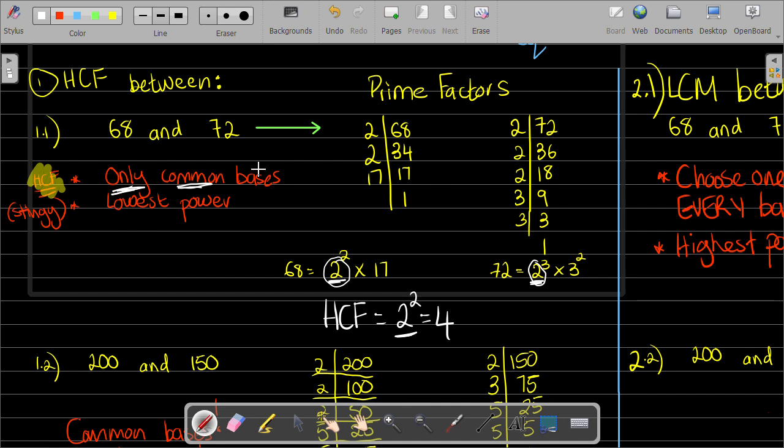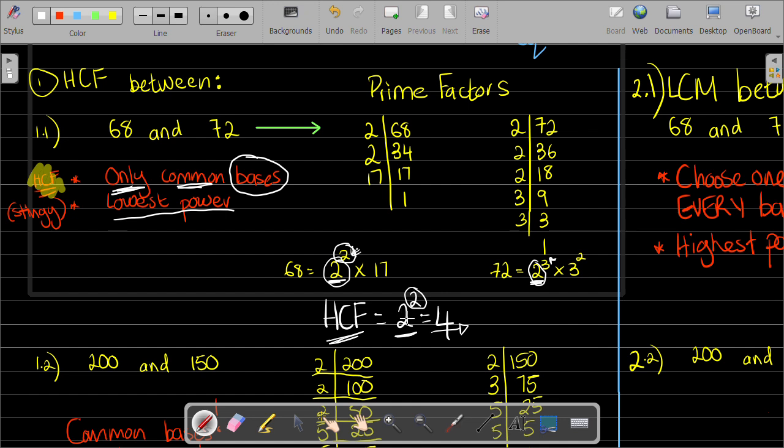And then of the base that we have chosen, in this case it is 2, we choose the lowest power of the 2. So what is the power over here? It is 3. And what's the power over here? It is 2. So we're going to choose that and put it above our base that we chose. And that is it, guys. That is how you choose the highest common factor. So it will be 2 to the power of 2. And that is equal to what? It is equal to 4. So this is how we do highest common factor.